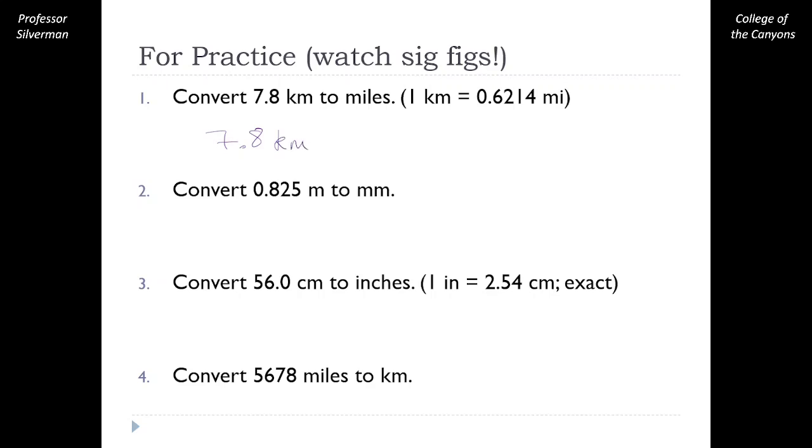Next, let's set up our big fraction. And let's get rid of that unit that we don't want. And let's try to end up with the units that we do want. This looks good. We're going to cancel out kilometers. We're going to end up with miles. Now we need to fill in our values. And good news, we're told our definition.